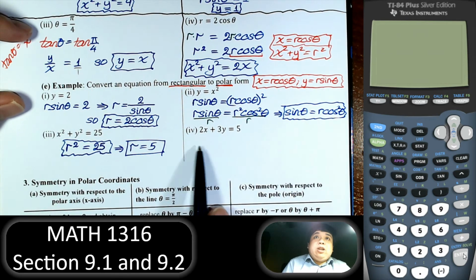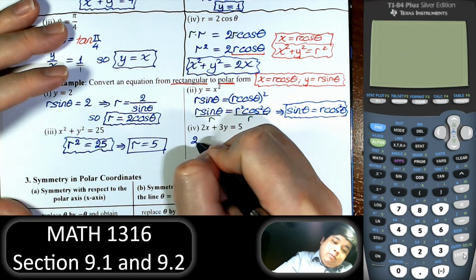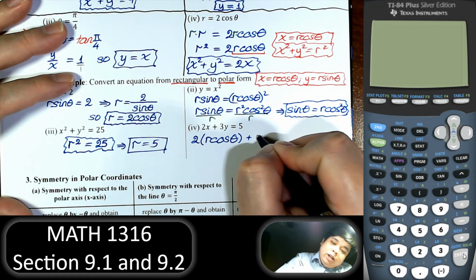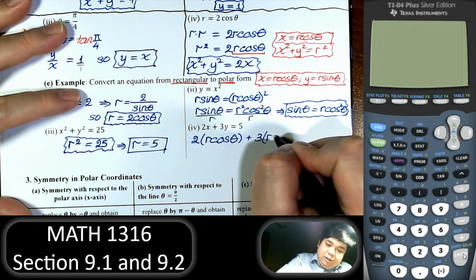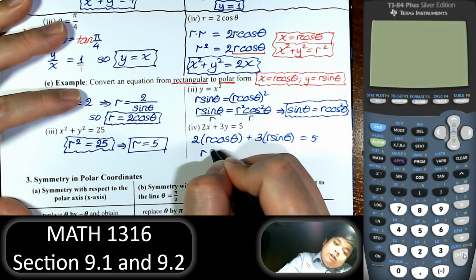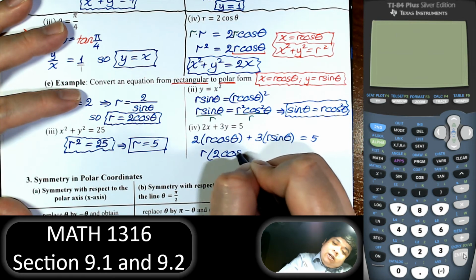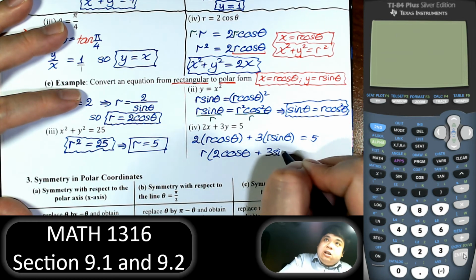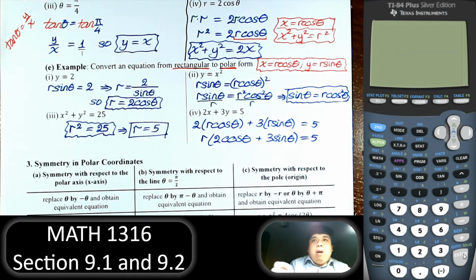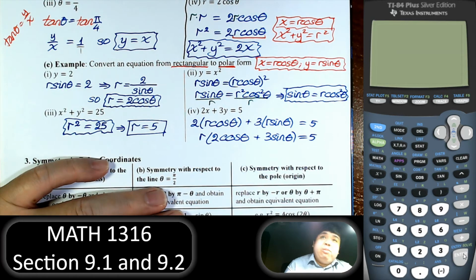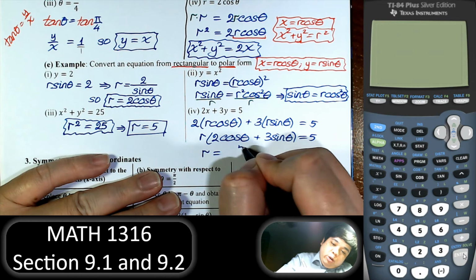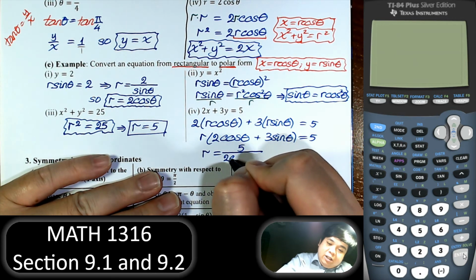Next, 2x plus 3y equal to 5. Once again, x is r cosine theta, and y is r sine theta. I can just factor out the r. I have r times 2 cosine theta plus 3 sine theta equal to 5. And then divide by that, and we have r by itself. Or we can just stop in that form, which is perfectly fine. Or divide by that over, which is also fine, which I will write like that.